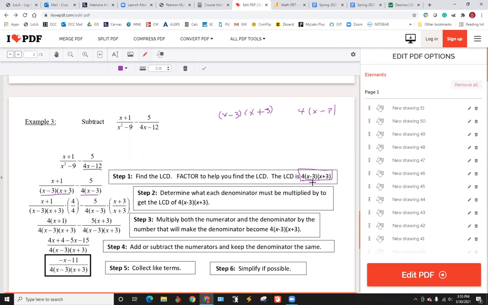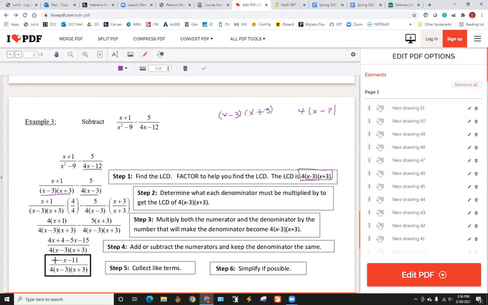This one, the missing factor was x minus 3, I'm sorry, the x plus 3, because there was no x plus 3 on the right-hand side. So we have to multiply the 5 times the x plus 3. So that's a negative 5, essentially, because it's a subtraction. Negative 5 times x is negative 5x. And negative 5 times 3 is negative 15.